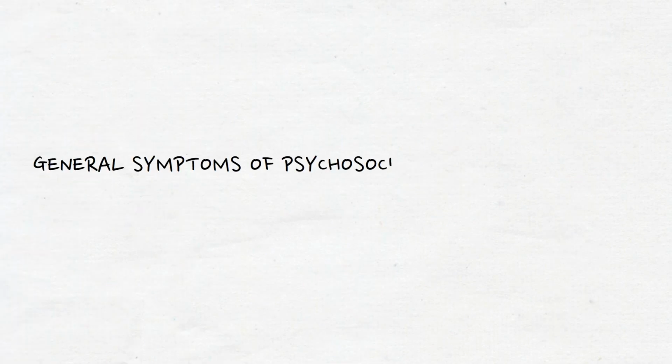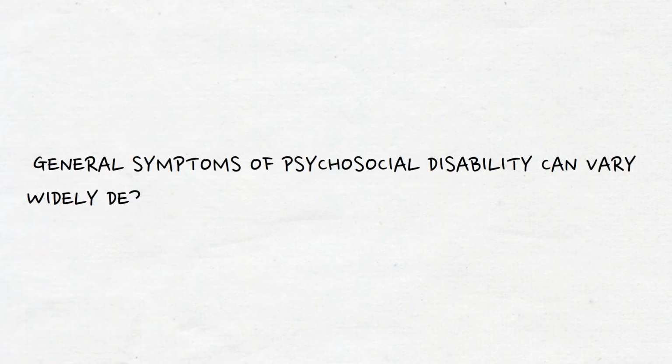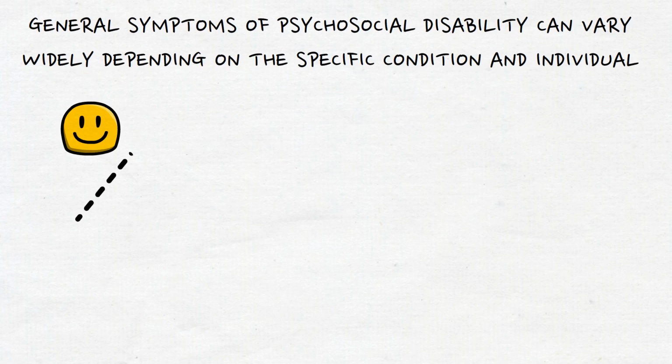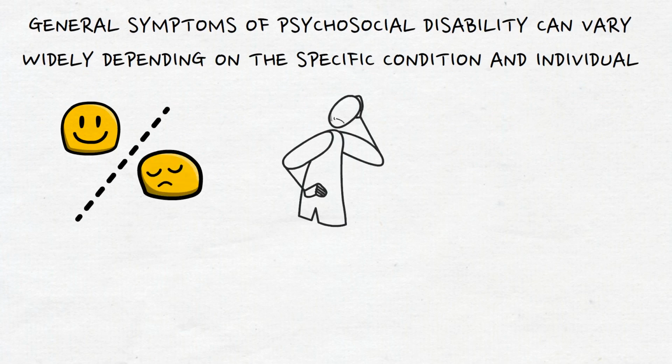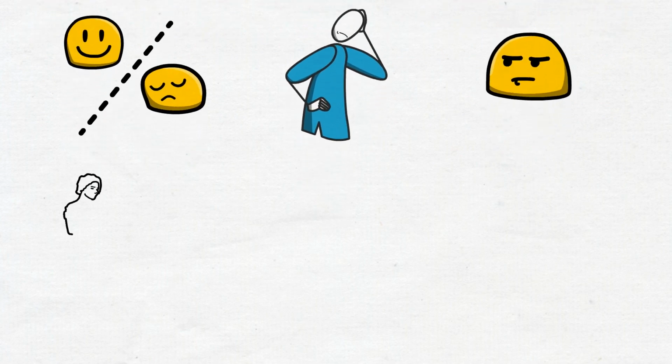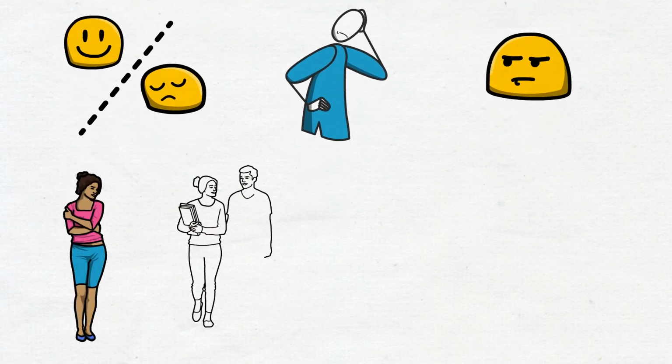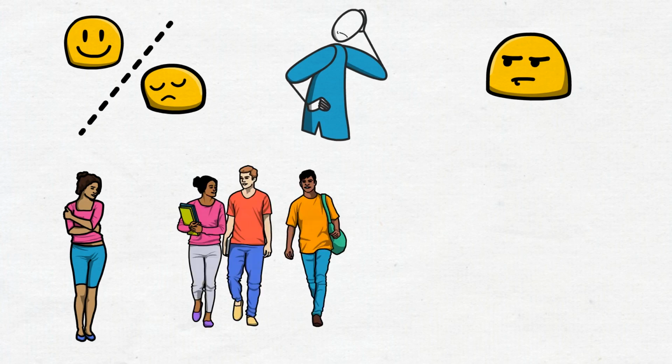General symptoms of psychosocial disability can vary widely depending on the specific condition and individual. However, some common symptoms may include mood swings, anxiety, and irritability. Because of their condition, people with psychosocial disability often find it difficult to have social interactions, causing them to avoid social activities and end up withdrawing from friends and family.